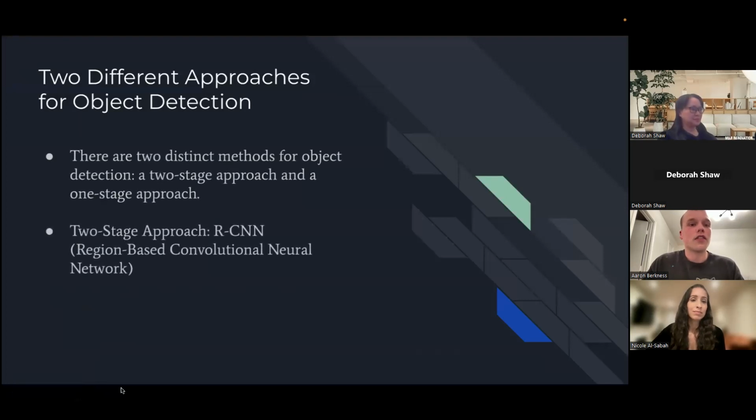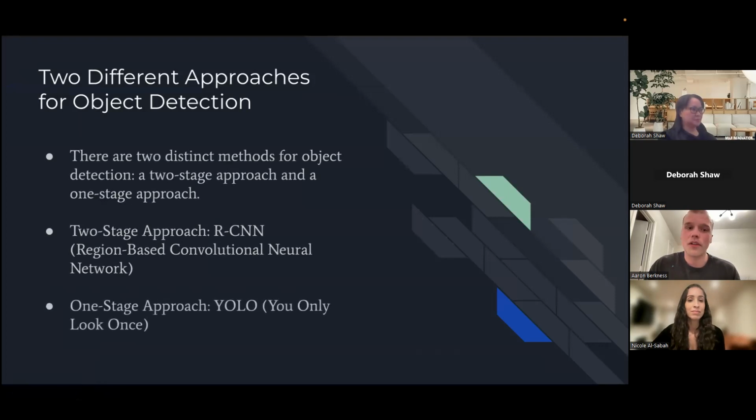So there are two distinct methods for object detection, a two-stage approach and a one-stage approach. The two-stage approach is RCNN, which stands for Region-Based Convolutional Neural Network, and the one-stage approach is YOLO, which stands for You Only Look Once.